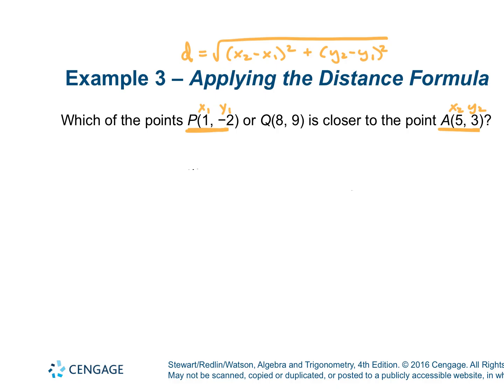So let's plug everything in to find the distance. This is the distance from P to A. So we have the square root of x2 is 5 minus x1, which is 1, squared, plus y2, which is 3, minus y1, which is negative 2, so minus negative 2, squared.